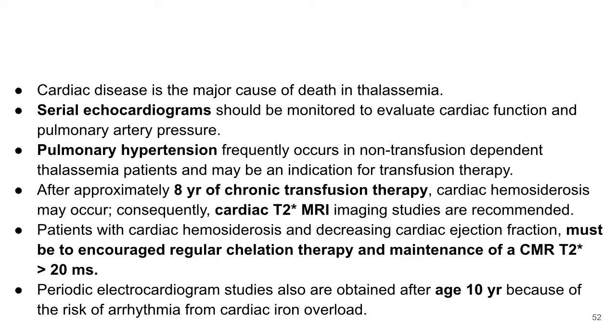Cardiac disease is the major cause of death in thalassemia. Serial echocardiograms should be monitored to evaluate cardiac function and pulmonary artery pressure. Pulmonary hypertension frequently occurs in non-transfusion dependent thalassemia patients and may be an indication for transfusion therapy. After approximately 8 years of chronic transfusion therapy, cardiac hemosiderosis may occur. Consequently, cardiac T2 star MRI imaging studies are recommended.